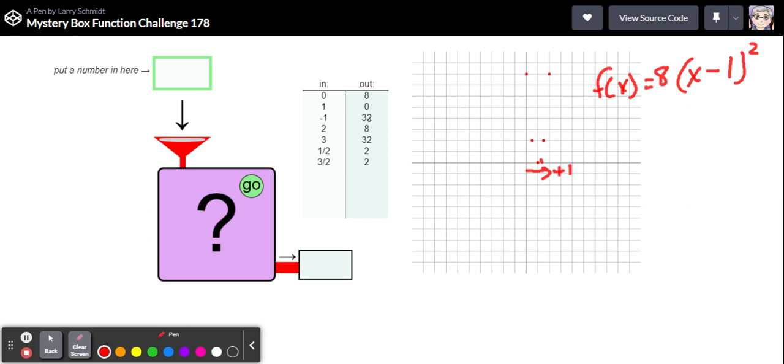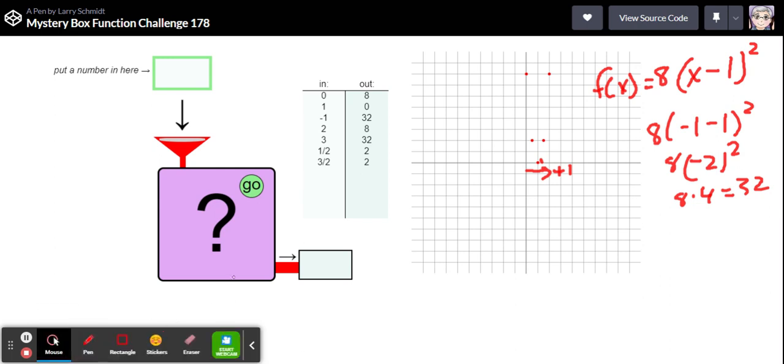If we put in a -1, will we get a 32? So let's try that. 8 times -1 minus 1 quantity squared. Well, -1 minus 1 is a -2, and then we square that and we get a 4, and 8 times 4 equals 32. So I think we've got this. I think our multiplier is 8.